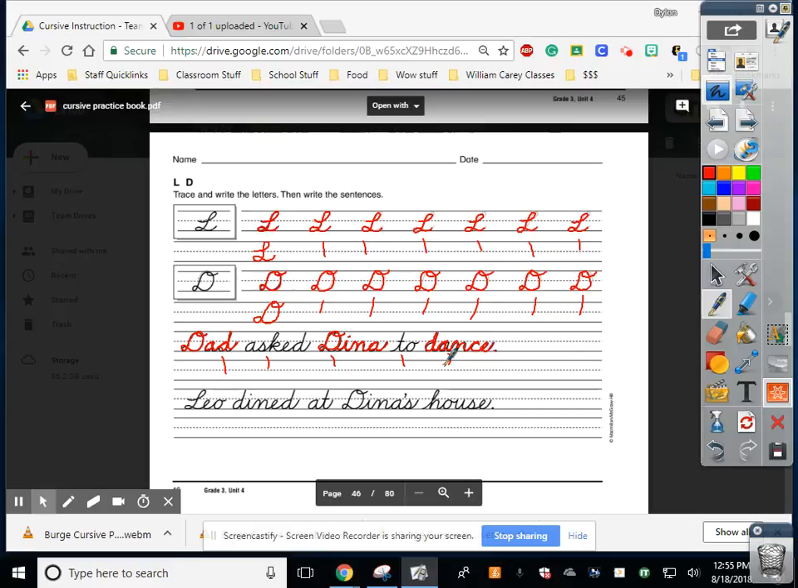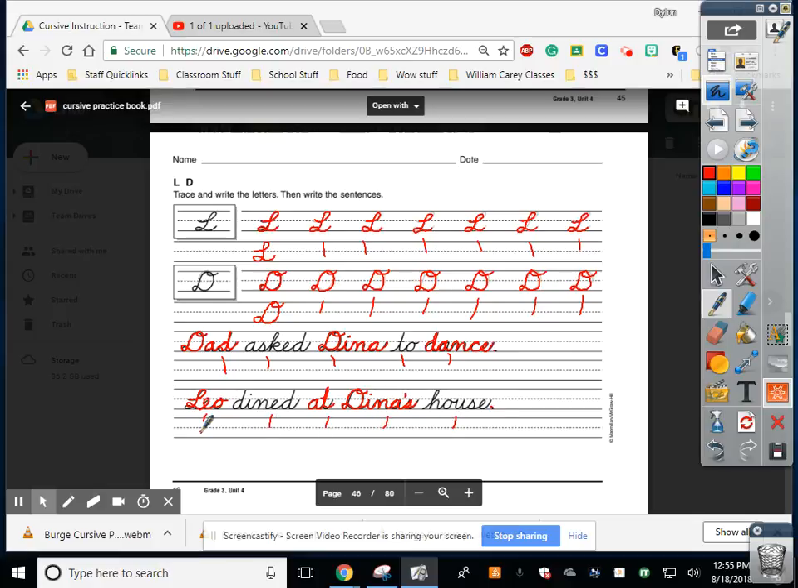And this one, Leo dined at Dina's house. Okay. So it's only practicing one L. Leo, start at the middle. Capital L does connect. Leo dined at Dina's house. Since we're practicing the capital D, I will trace Dina. D-I-N-A-S, apostrophe, because it's ownership. It's her house, and put your dot. Dina's house. Okay? Make sure you have your period, and make sure you trace each one of these.